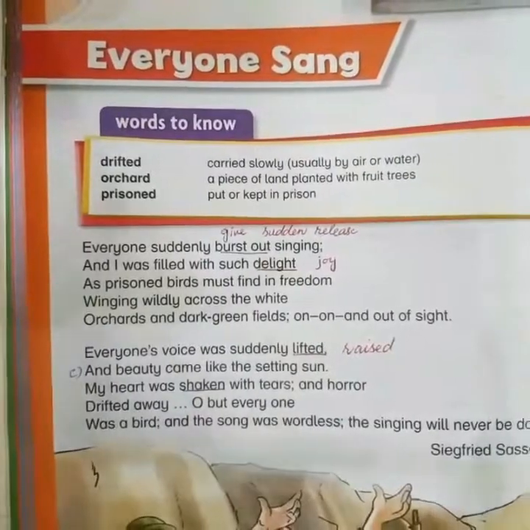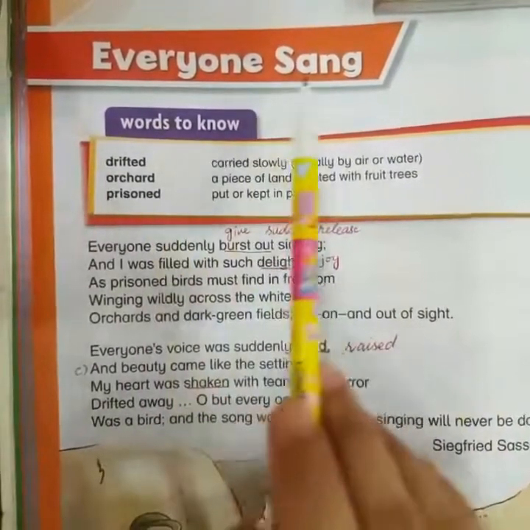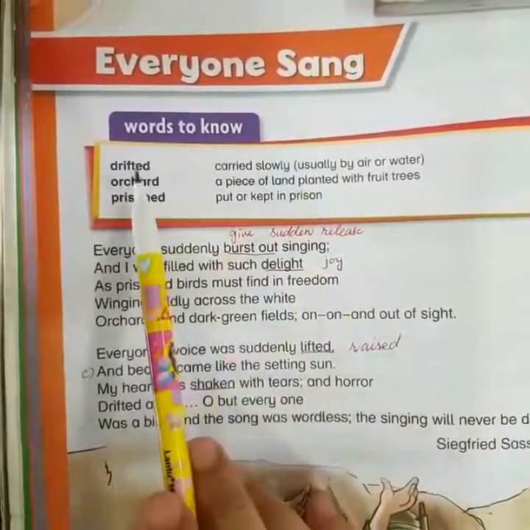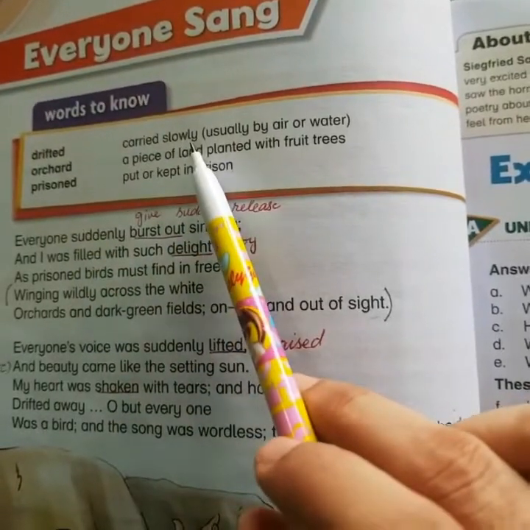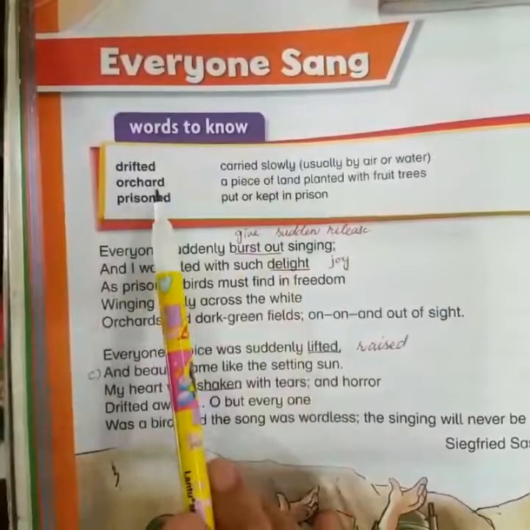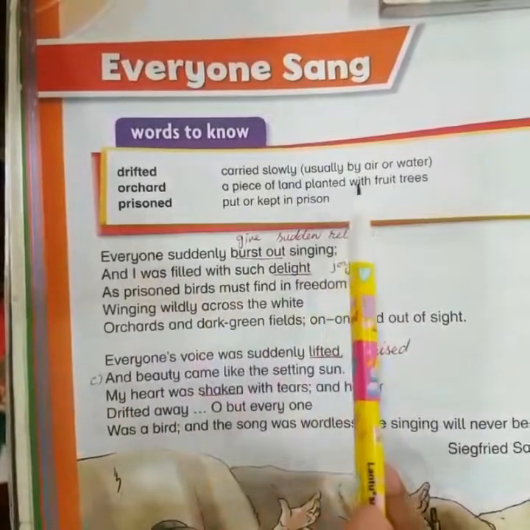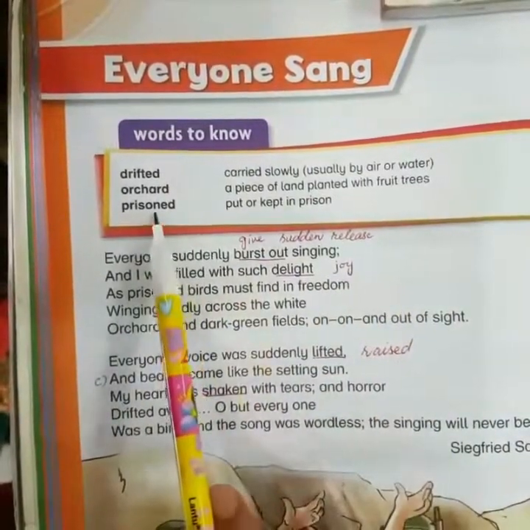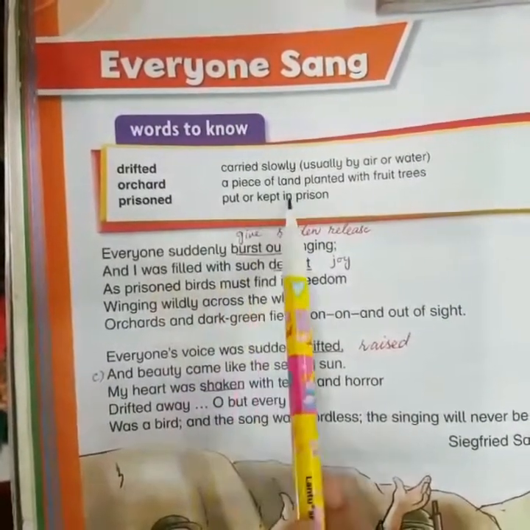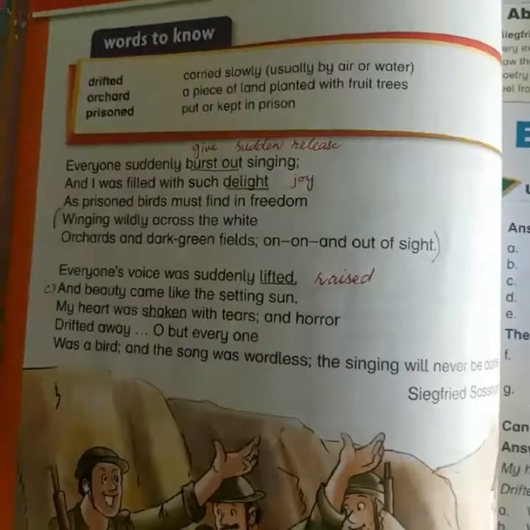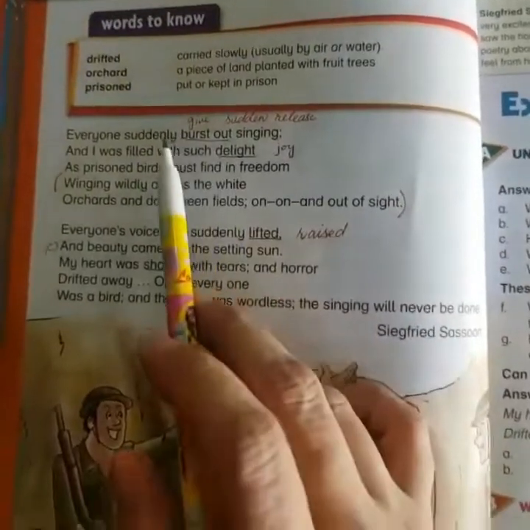Today we are going to start the next poem, Everyone Sang. Words to know. Drifted, carried slowly. Orchard, a piece of land planted with fruit trees. And the next word is prisoned, put or kept in prison. Now let's read the poem.